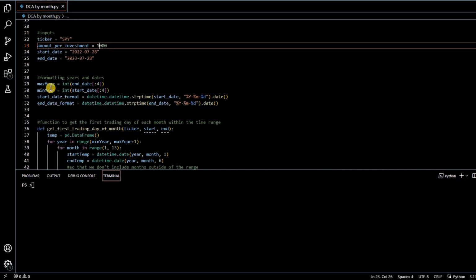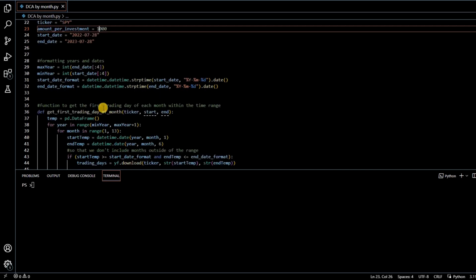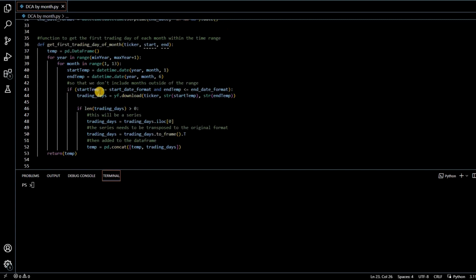Here we just have some formatting around the years and the start and end date that are needed for other functions. This function right here basically finds the first trading day of each month and gives us all the stock data for that. The reason for needing this is that you can't just look at the first of each month, because that might be a weekend or a holiday.